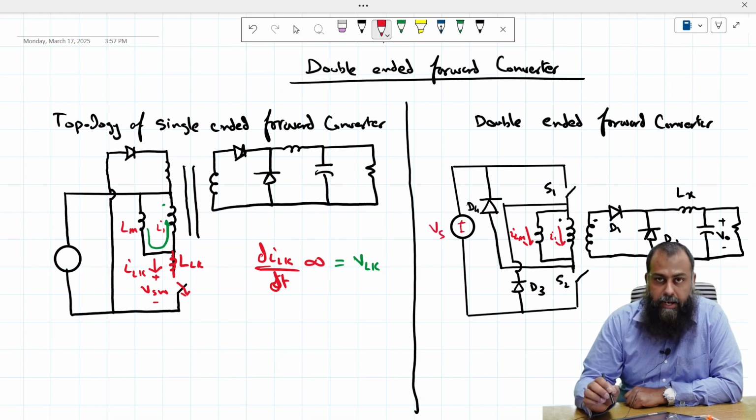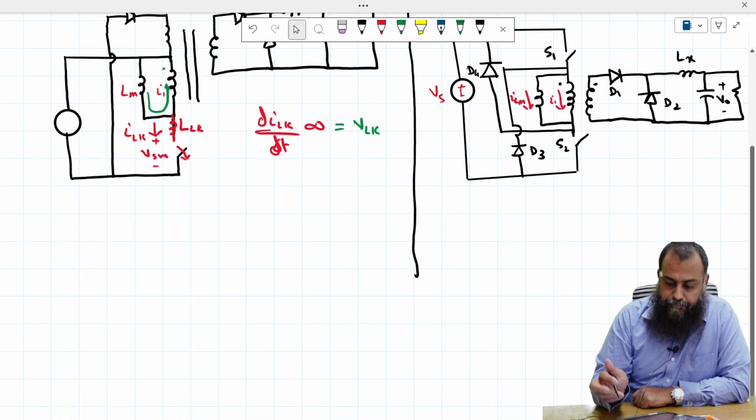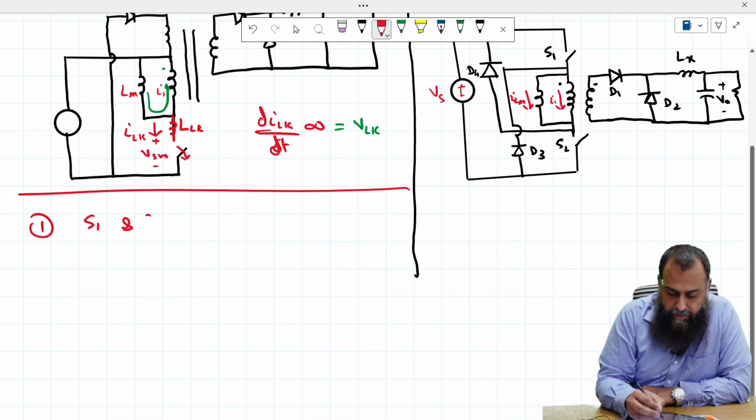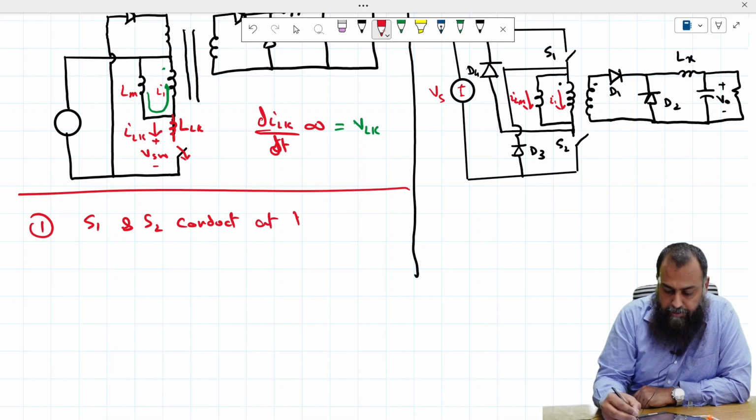So let us analyze this circuit based on its switch state, and let us see what are the states that are witnessed in this converter. So the first thing here is that the switch S1 and S2, they conduct at the same time.